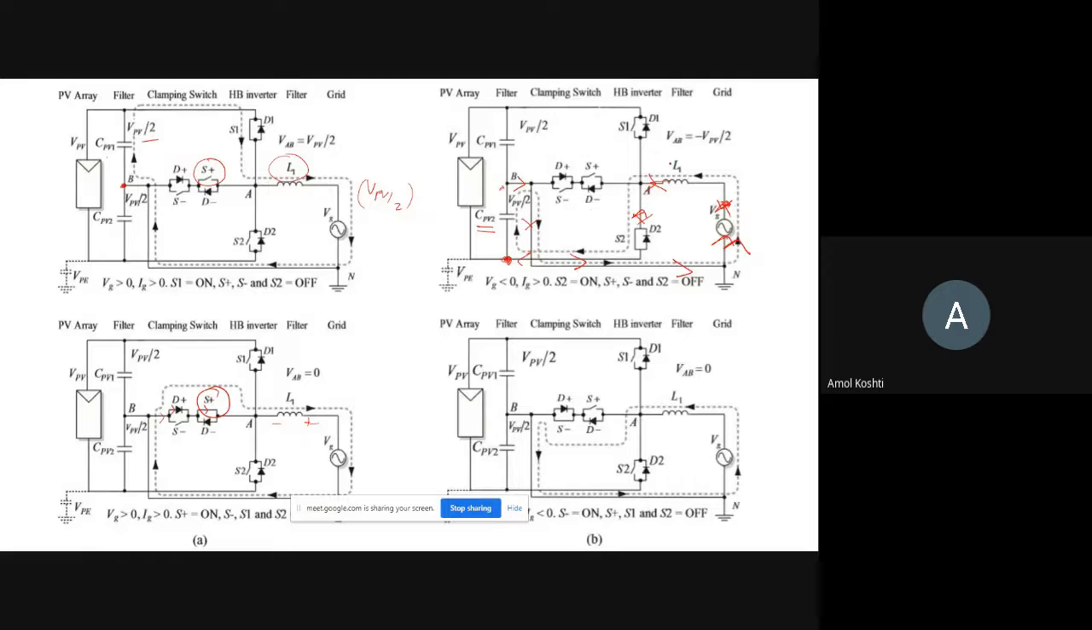Again, during the negative half, this L is charged to some level. So for that L, now S minus is turned on and S plus is turned off here. During the negative half, D minus is by default on, because it gets forward biased. Current through this D minus will flow through this S minus and through this again. Zero level is produced here.